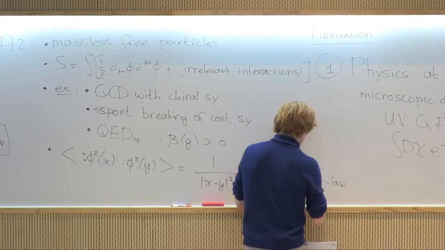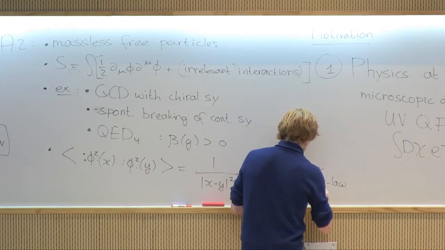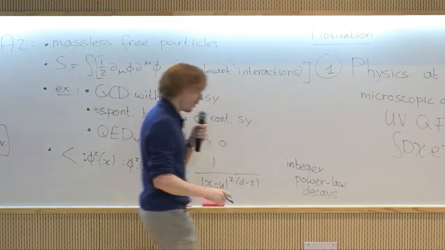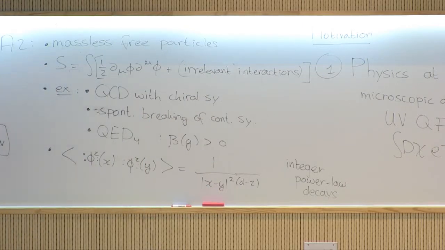They decay as integer power laws, or maybe half integer power laws, I think. No, it's often integers. Integer power laws at very large distances. So you get very different behavior from this, which was exponential behavior. It's a power law behavior. It falls off much, much slower, but it's very typical that it falls off with an integer power.